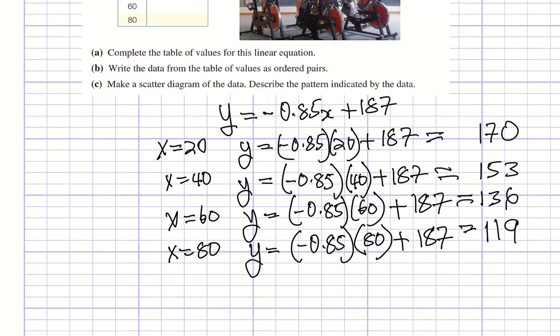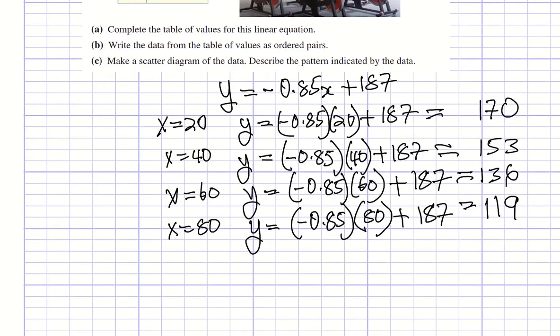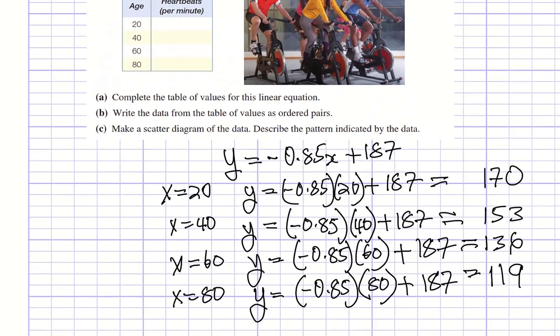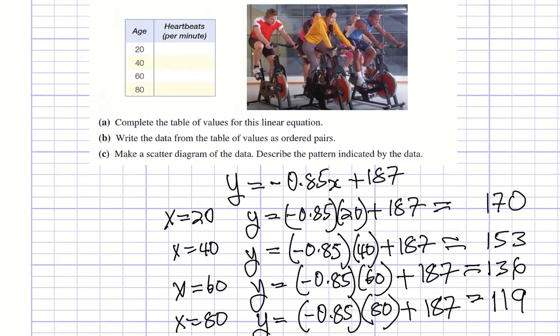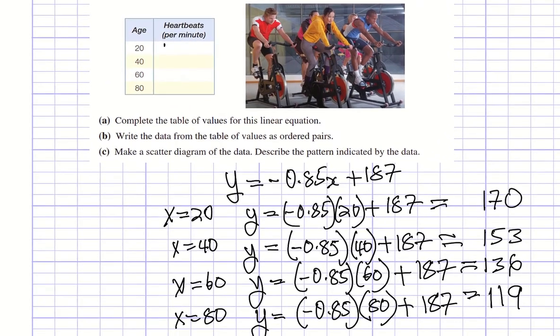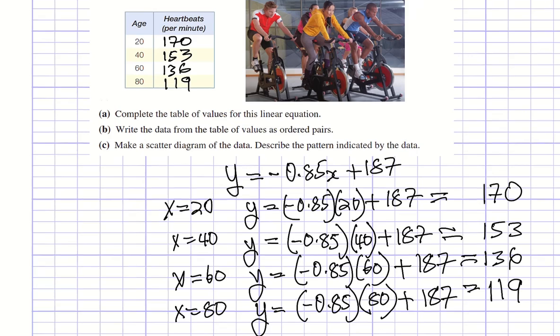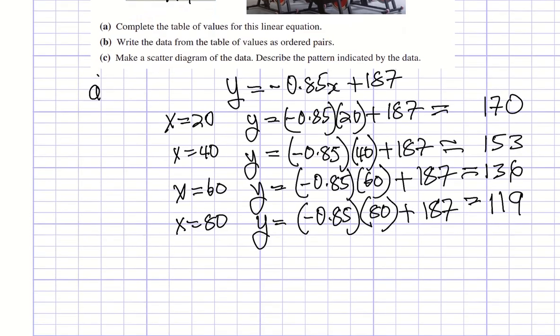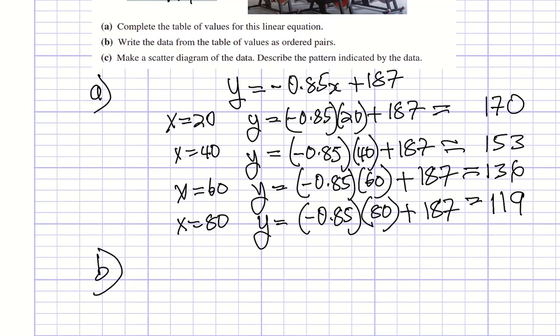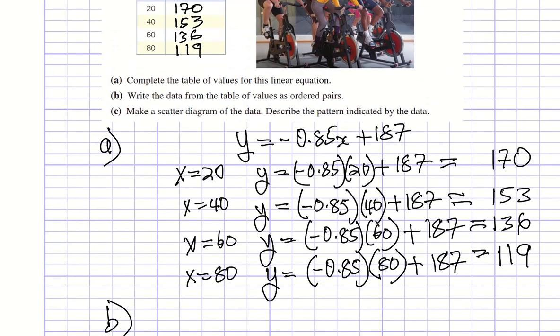Here I went ahead and calculated all that. So, complete the values for this linear table. You get 170, you get 153, you get 136, and you get 119. That's what they want. Write the data from the table of values as ordered pairs. See, this is A and this is B here. You're writing that as all those pairs. So it's 20, 170.